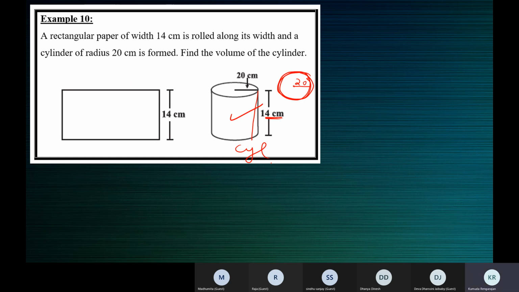So now the area of the cross section is the area of the circle. The volume of a cylinder is the area of the base, or the area of the uniform cross section, into height. The uniform cross section is a circle, so area of circle into height. What's the area of a circle? Pi r square. So pi r square h is the formula to find the volume of a cylinder, where pi r square is the area of a circle. Area into height is volume.